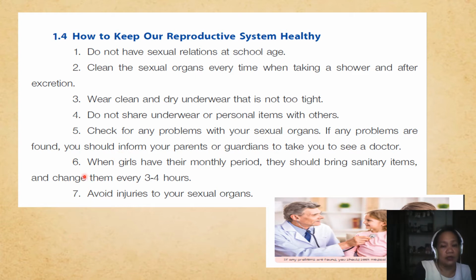Okay. And number 6, when girls have their monthly period, they should bring sanitary items and change them every 3 to 4 hours. And number 7, avoid injuries to your sexual organs. Okay, it is very important to keep our reproductive system healthy.